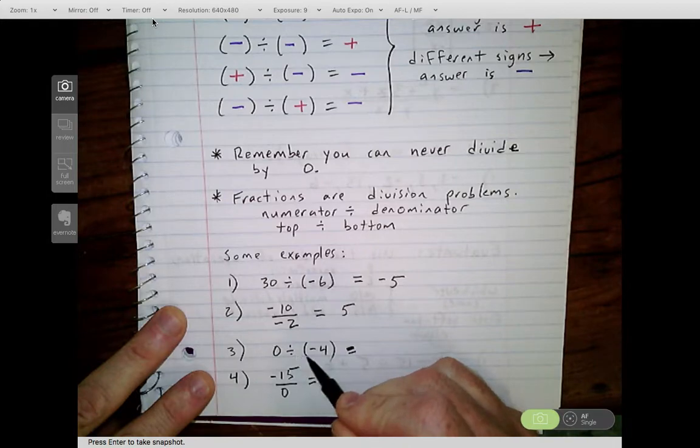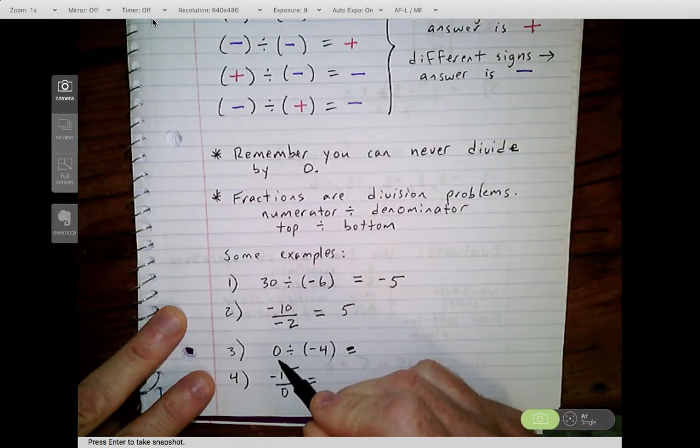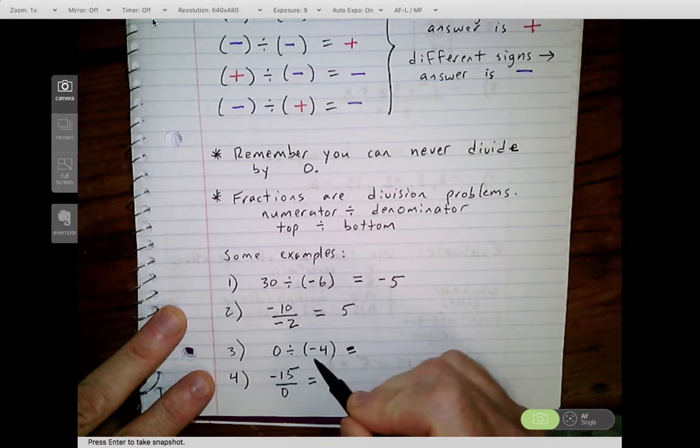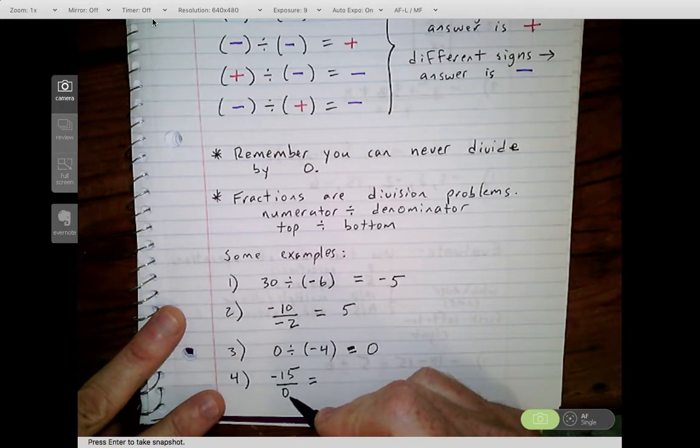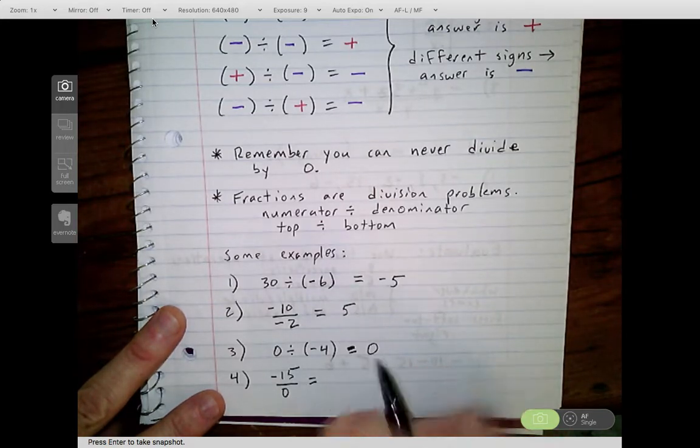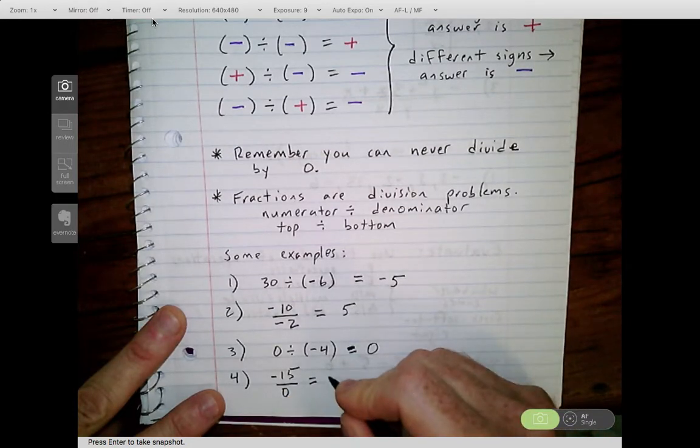So 0 divided by negative 4, it's perfectly fine to divide 0 by a number. So 0 divided by anything, well, that's just 0. And negative 15 divided by 0, here we have 0 on the bottom of a fraction. That's a no-no. So you can never divide by 0, so this is undefined.